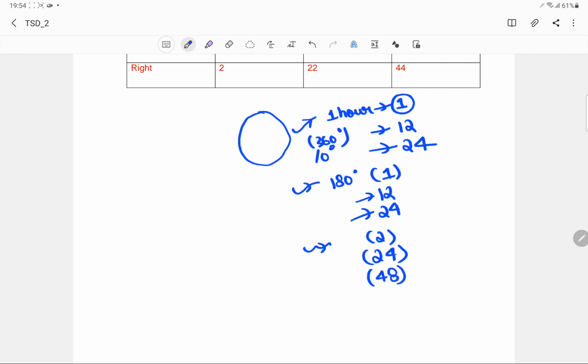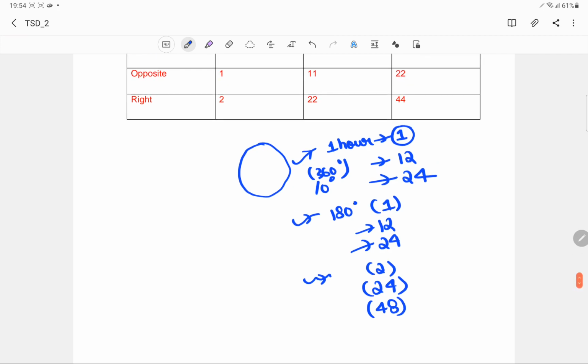Okay, so this is what we expect, but always remember that whenever you are talking about an hour, you are going correct, but whenever you are talking about 12 hours, it is reduced by 1, so this would become 11. And if you talk about 24 hours, this would become 22. In a similar manner, for this it was 2.